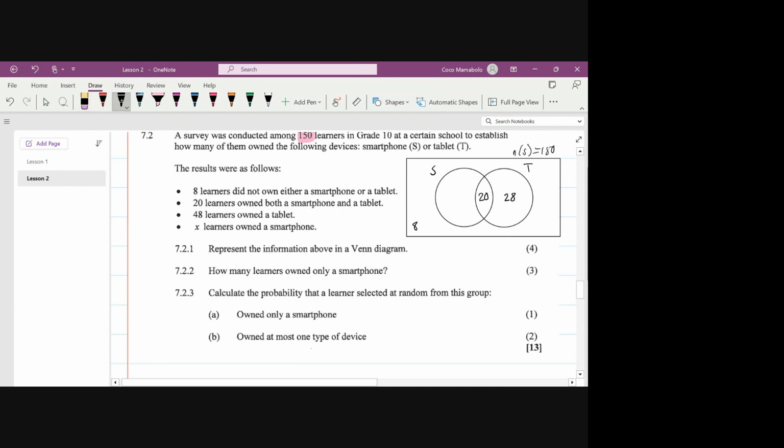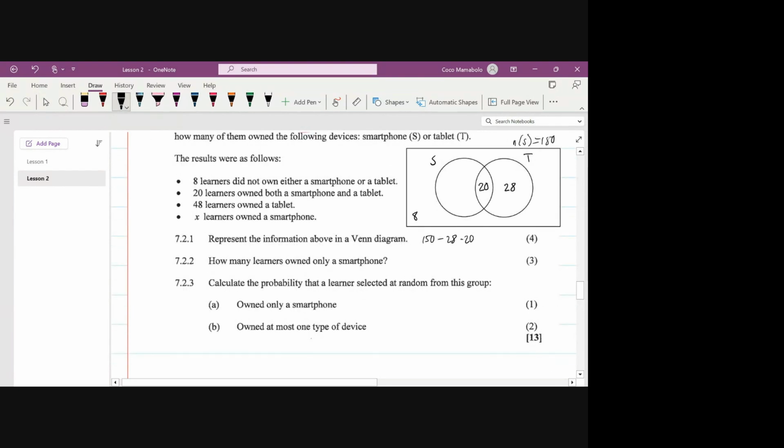Right, we know we've got 150 kids altogether, right? So we just need to minus how many kids we already have. So we're going to get 150 minus 28 minus 20 minus 8. And that is going to give us 94 kids. Now, 94 kids owned a smartphone, right? 94 kids owned a smartphone. So this is 94, because that's a smartphone only.